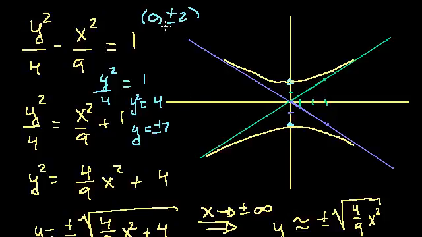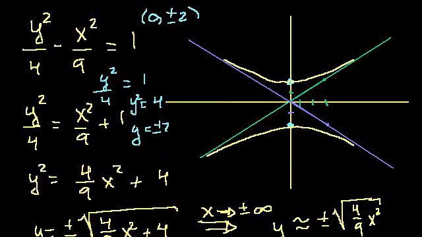And I did it by just trying to see if x could be equal to 0. And I encourage you to try what happens when y equals 0, and you'll get no solution. That makes sense because this hyperbola never crosses y equals 0, right? It never crosses the x-axis.